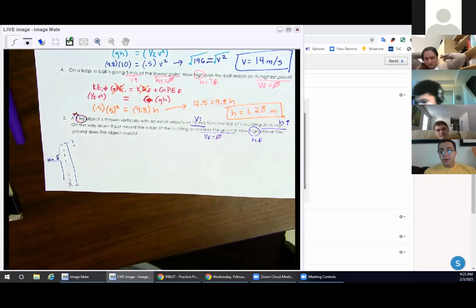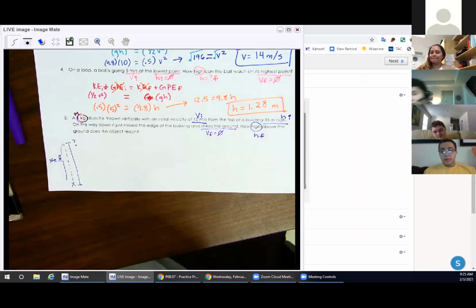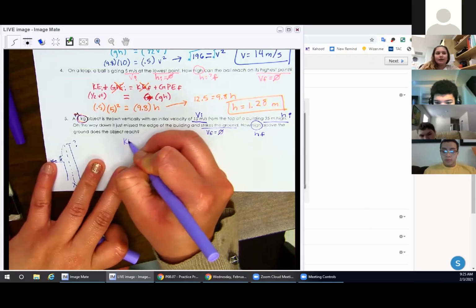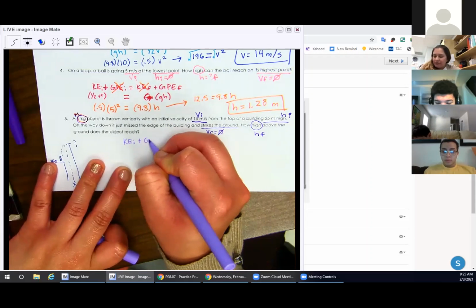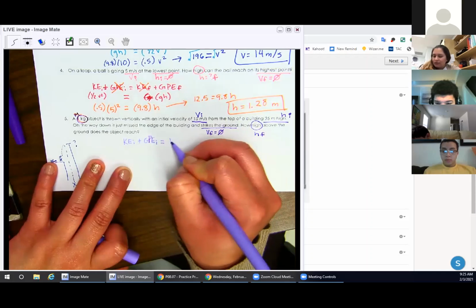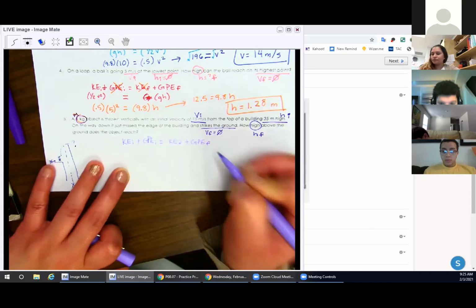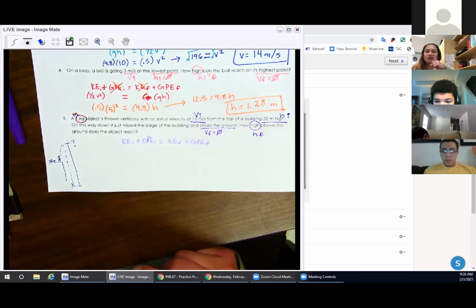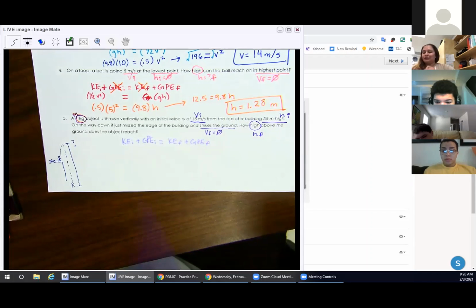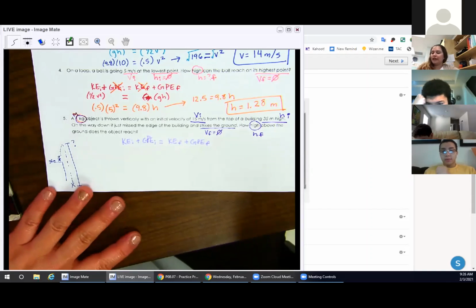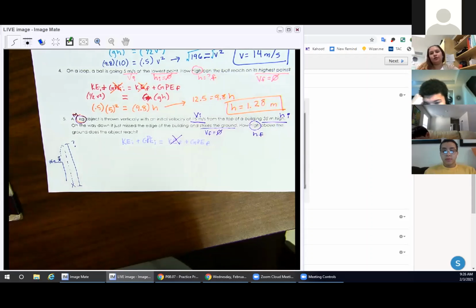All right, so let's write out our formula. Keep using red today. KE initial plus gravitational potential energy initial equals KE final plus gravitational potential energy final. We only have one 0 in this problem, so what's the only thing we can get rid of? The KE final. KE final, that's the only thing we can get rid of, unfortunately.